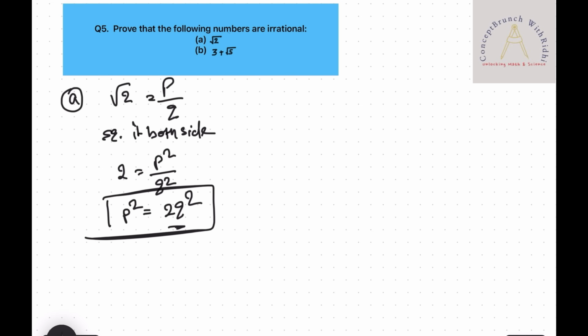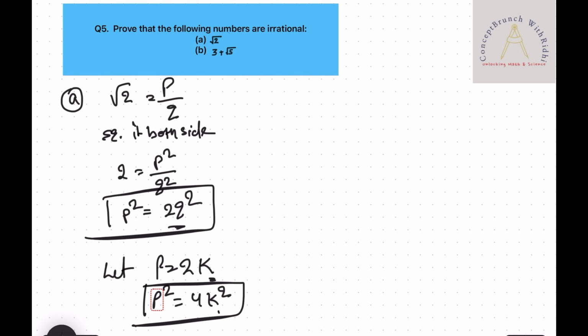If p square is even, then p must also be even, since the square of an odd number is also odd. For this case, since p is an even number, we can write p equals 2k, for some integer k. So let's square both sides. We can write p square equals 4k square. Here p square is 4k square and also 2q square. So we can write 2q square equals 4k square, correct?